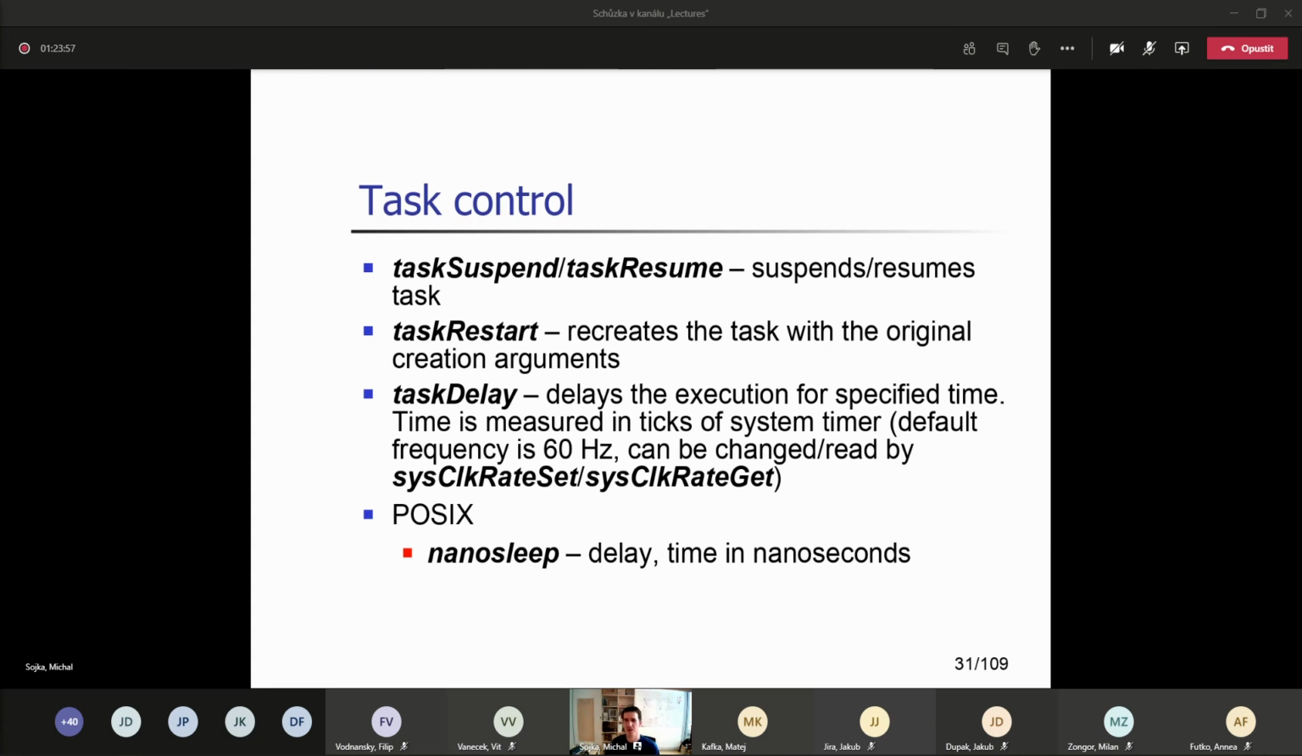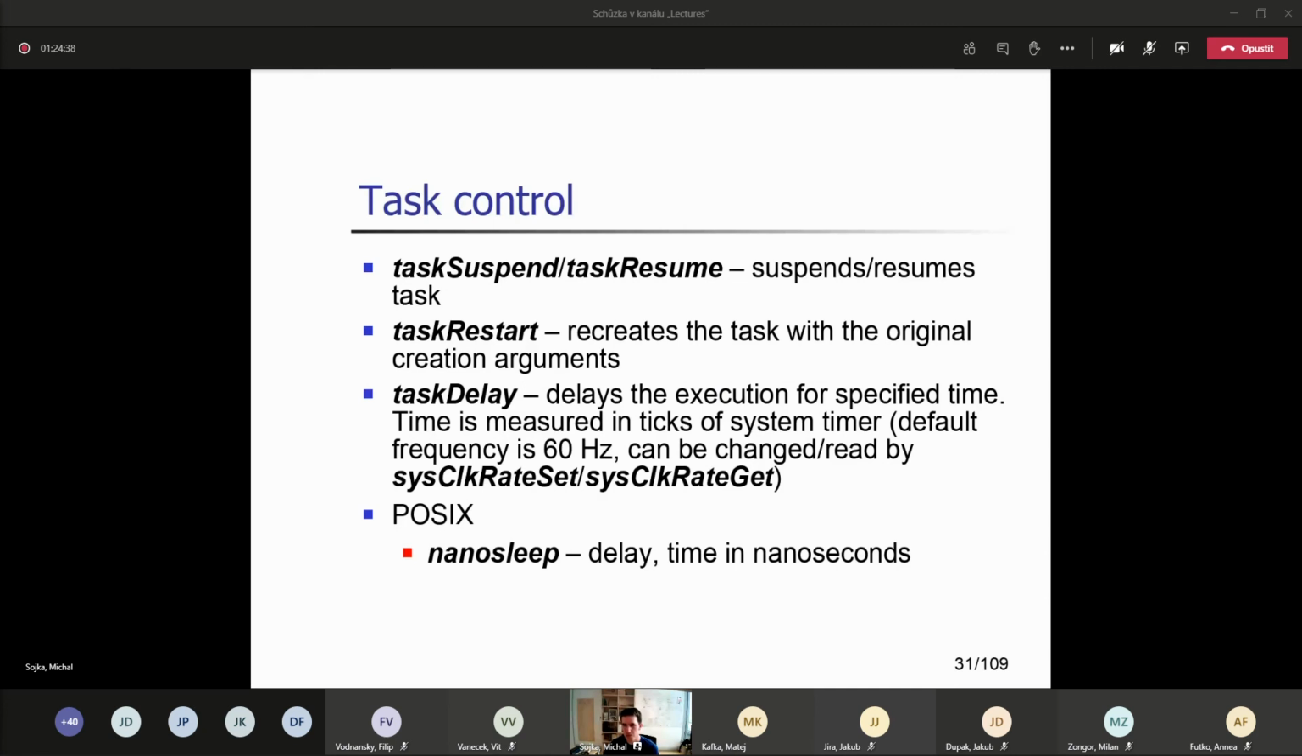By default, I think, depending on the BSP, depending on the platform, it's a fixed 50 or 60 hertz. So if you do task delay 1, it waits like 20 milliseconds or 18 milliseconds. If you do task delay 2, it waits about 100 milliseconds and so on. And this system clock rate can be set or read by those two functions. So if you want to sleep 1 second and you want to use task delay, it's easy: just call sysClkRateGet and put the returned value to task delay, and you will just wait 1 second.